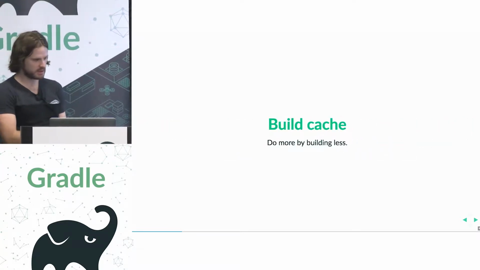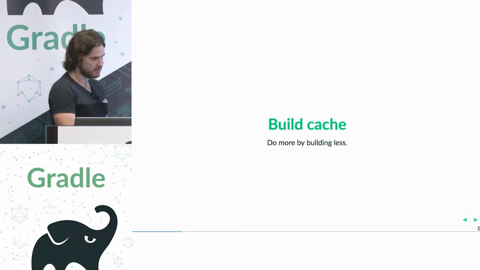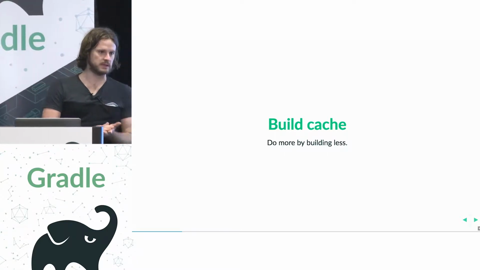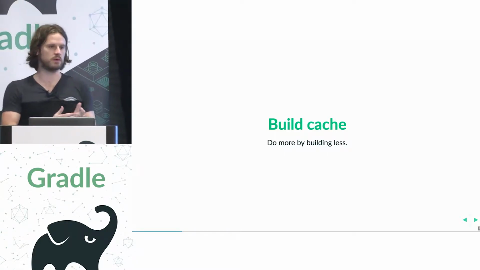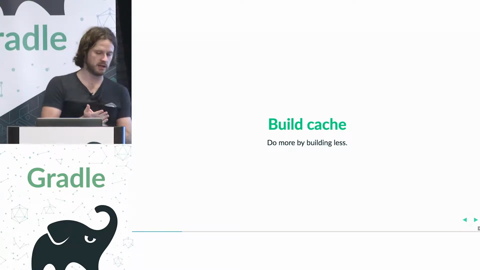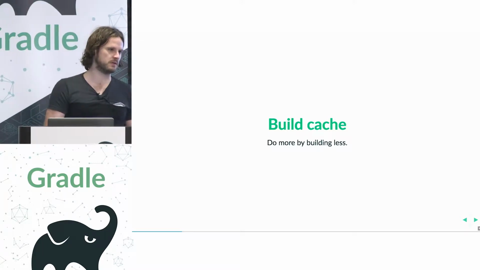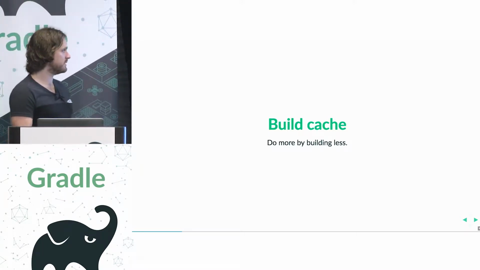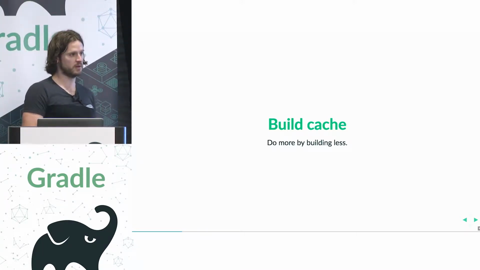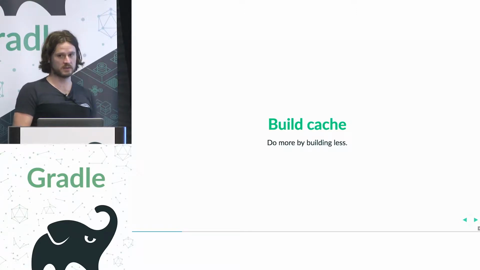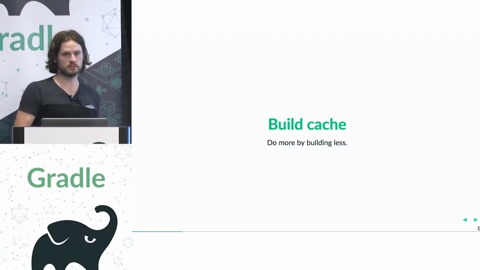So build cache is all about letting you do more by building less, reusing what you've already built. As Hans pointed out, it's a key part of the performance story. Some of the evidence of the performance improvements is really incredible, and in a lot of cases you get it just by turning it on, doing no extra work.